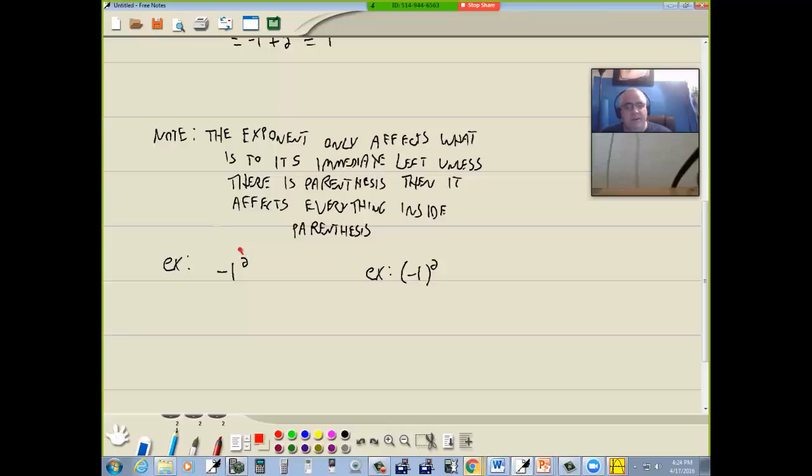Well, this one right here, the exponent only affects what's to its immediate left, so it only affects the 1. So the negative just carries down, and then this 1 squared becomes 1 times 1, which then gives you negative 1. But on the other hand, this one, since there's parentheses here, it affects everything inside the parentheses. So this one is negative 1 times negative 1, which gives you a positive 1.